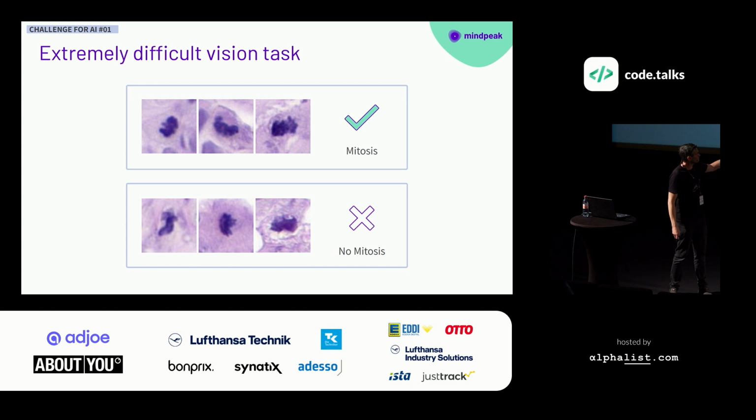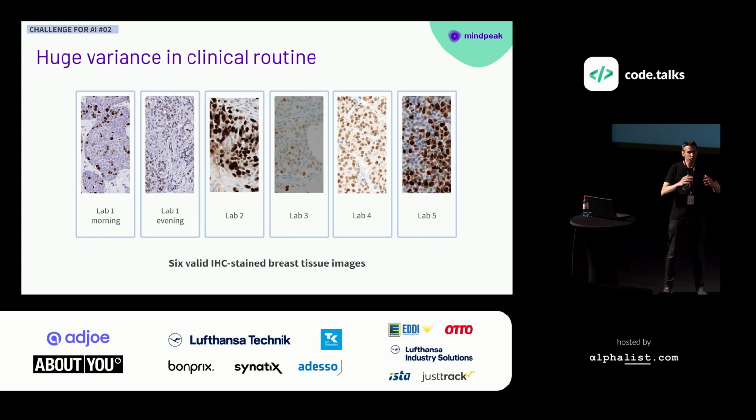On the bottom row, you see little things that to most of you probably look exactly the same, but in fact, they're not mitosis. They are artifacts that look similar. A doctor can, based on certain features and relative position, determine what is an actual mitosis and what is not. And of course, the AI needs to do the same. There's also a huge variance in clinical routine.